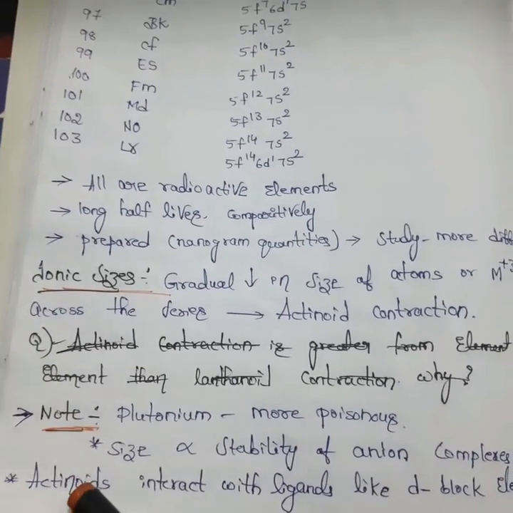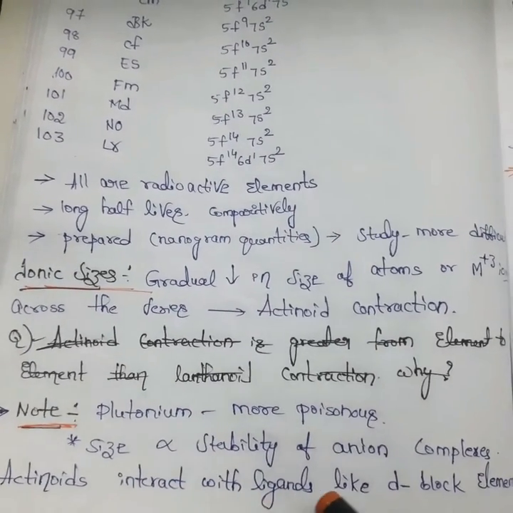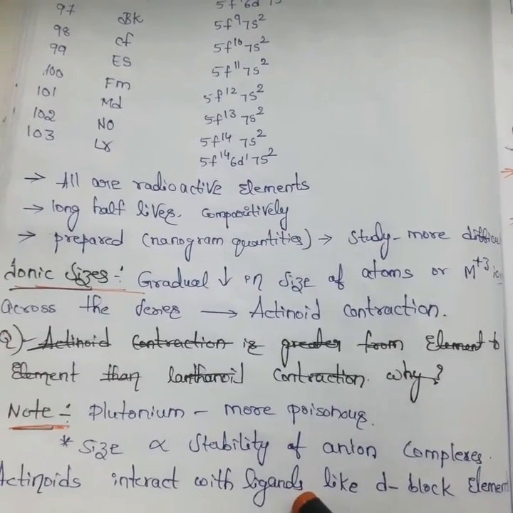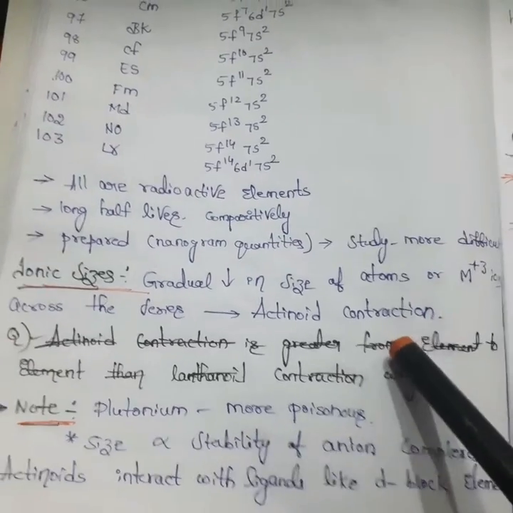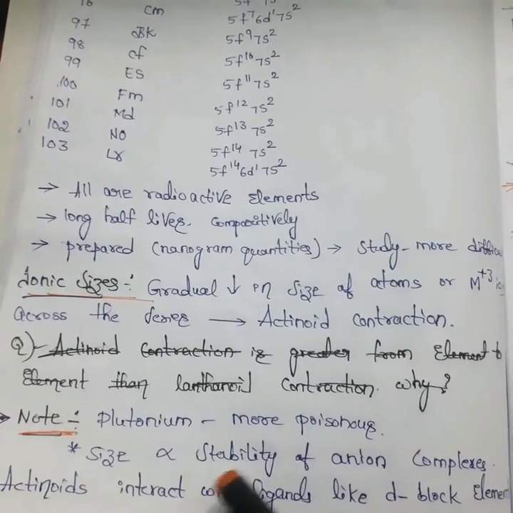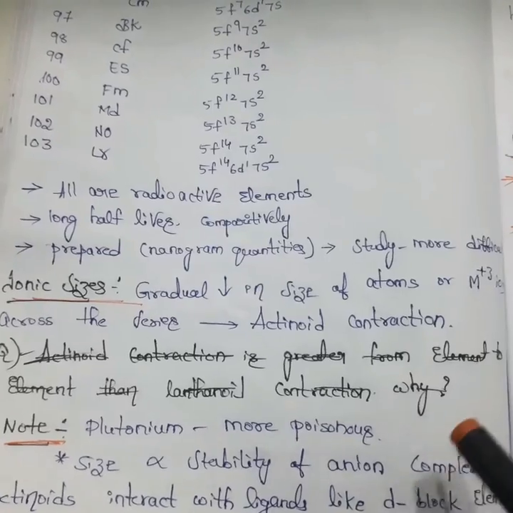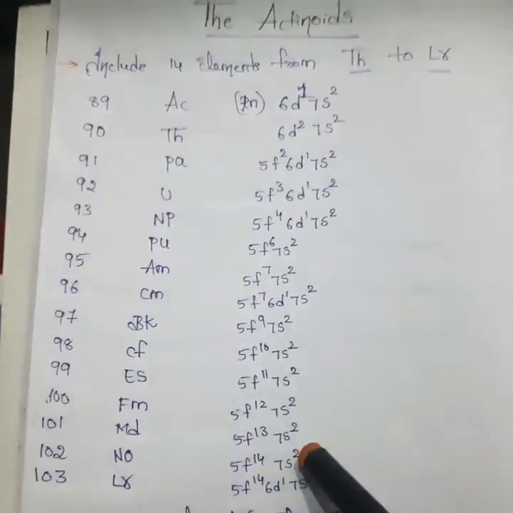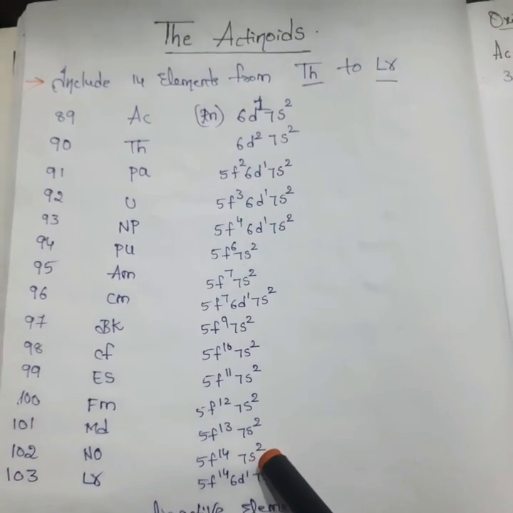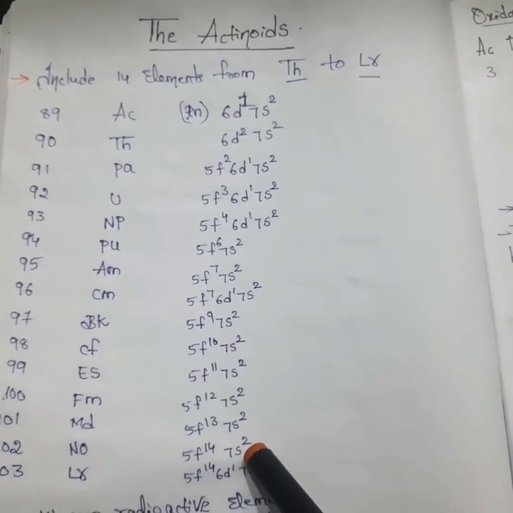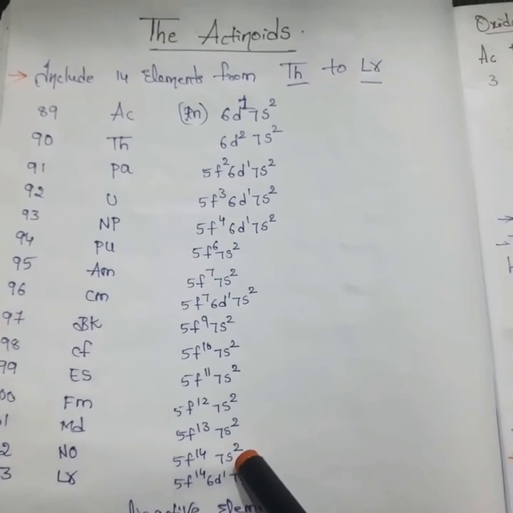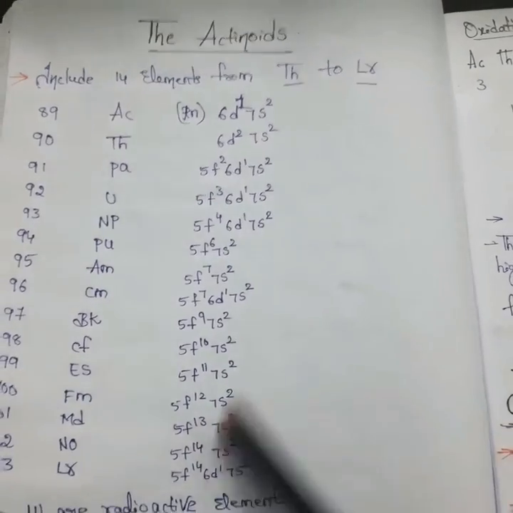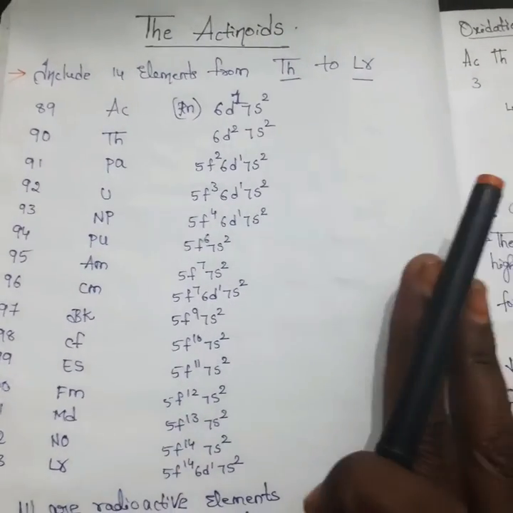Next, actinoids interact with ligands like d-block elements. We know d-block elements interact with ligands and can form complexes. Similarly, actinoids also interact with ligands like d-block elements. Friends, don't forget to focus on the electronic configuration, because in lanthanoids also I asked and explained some questions, and the solutions were based on the electronic configurations. Just try to focus on the electronic configuration also.